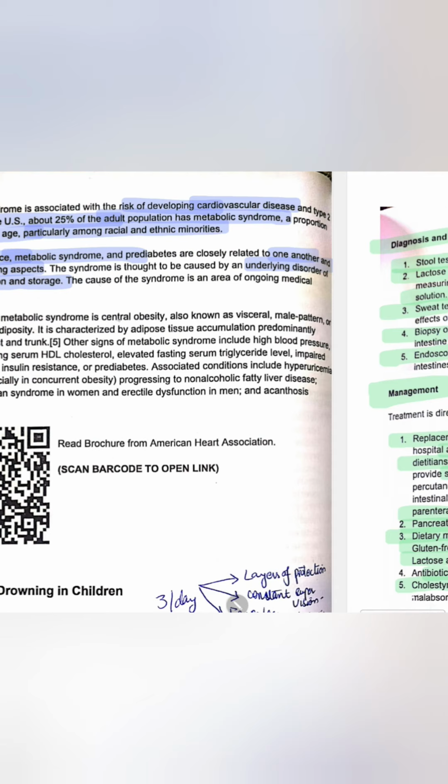The key sign of the metabolic syndrome is central obesity, also known as visceral, male-pattern or apple-shaped adiposity. It is characterized by adipose tissue accumulation predominantly around the waist and trunk. The other signs of the metabolic syndrome include high blood pressure, decreased fasting serum HDL cholesterol, elevated fasting serum triglyceride levels, impaired fasting glucose, insulin resistance, and prediabetes. Associated conditions include hyperuricemia, fatty liver, progressing to non-alcoholic fatty liver disease, polycystic ovarian syndrome in women, erectile dysfunction in men, and acanthosis nigricans.